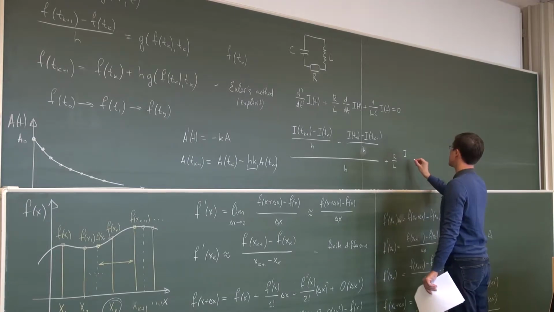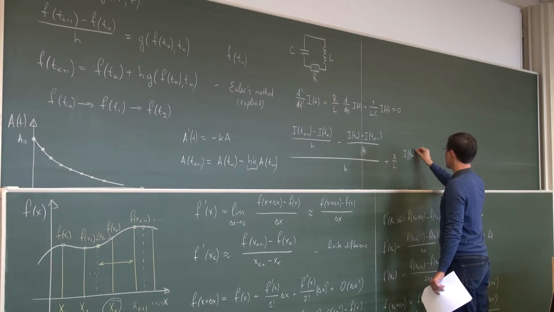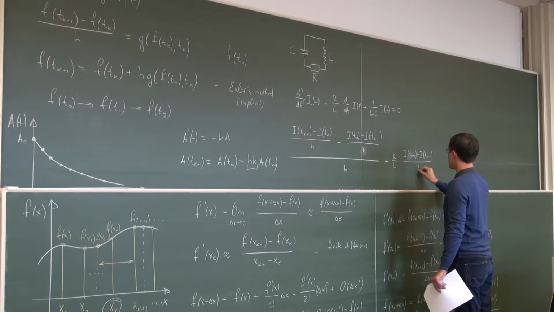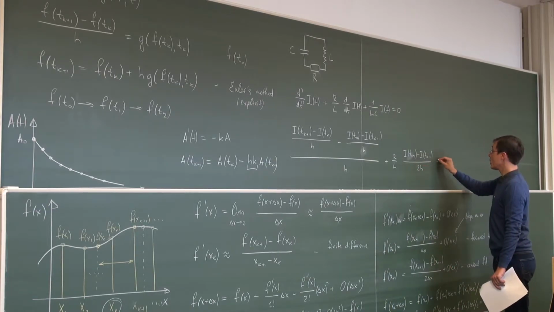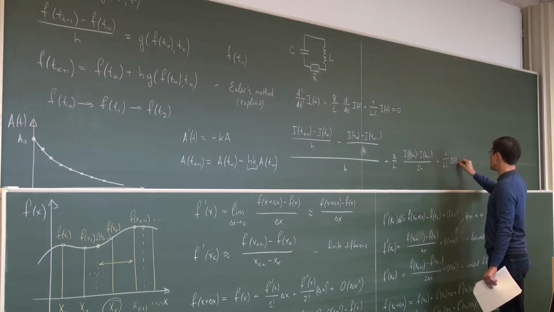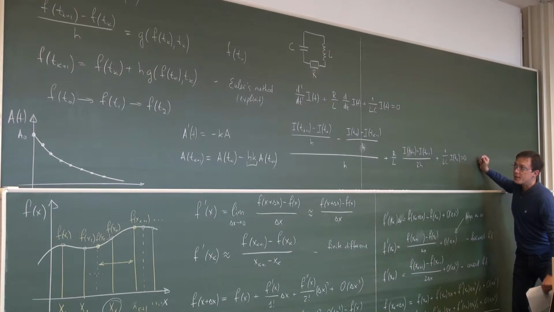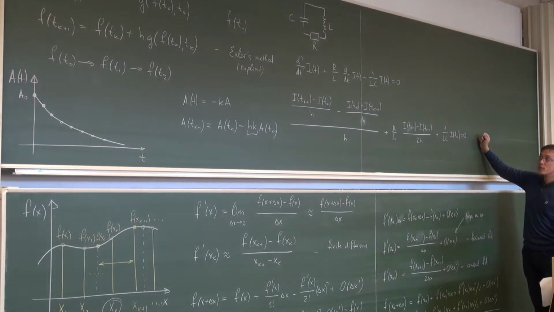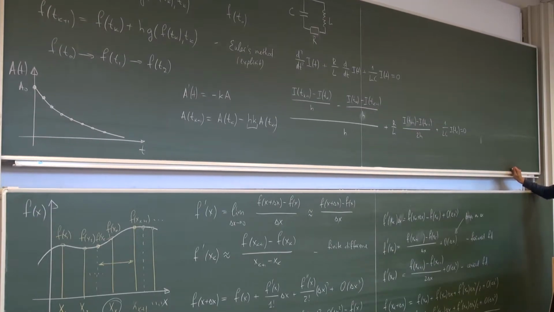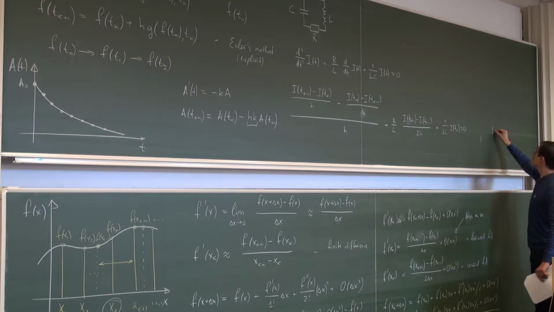I, let's take the central derivative here. I of t_k plus 1 minus I of t_k minus 1 over 2h, plus 1 over LC I of t_k equals 0. Well, what was previously a differential equation actually became an algebraic equation for the values of the current on that grid. What I will do now is I will do the following.